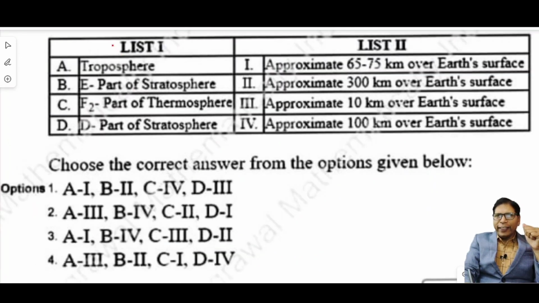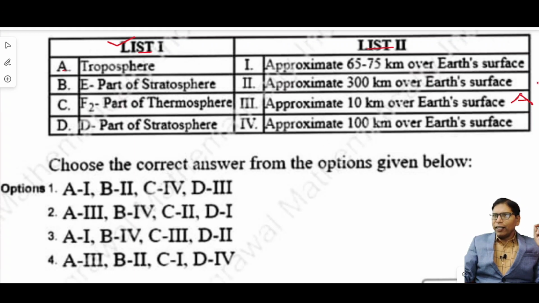Now look at this, there is a matching type question. List A, list B. Troposphere is the lowest layer of Earth's atmosphere, so A is 3, this is 10 kilometer over the Earth's surface. Now E part of stratosphere. Now F2 part of thermosphere. You know thermosphere lies above the stratosphere.